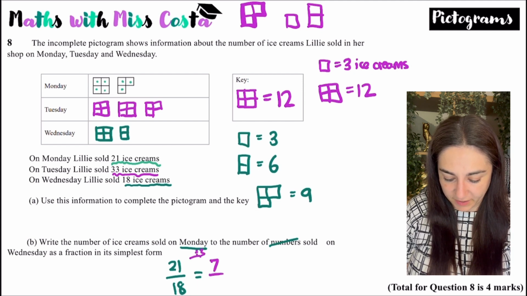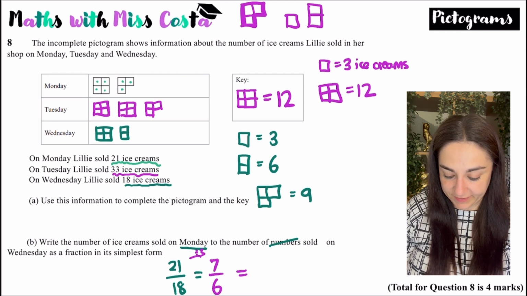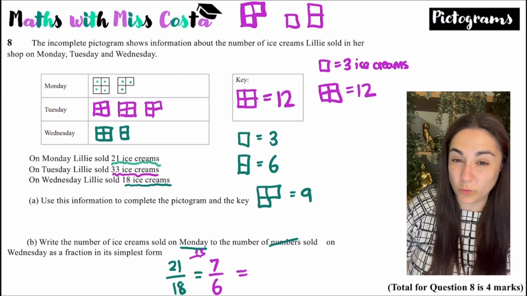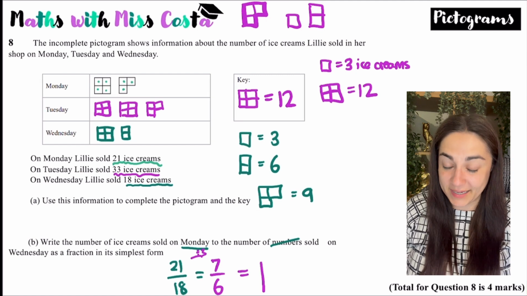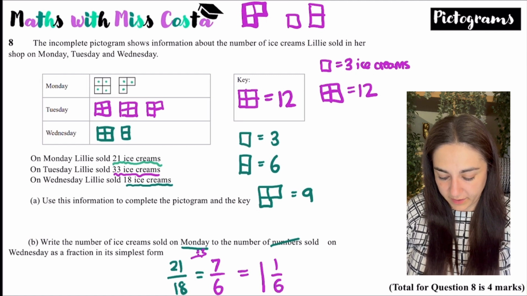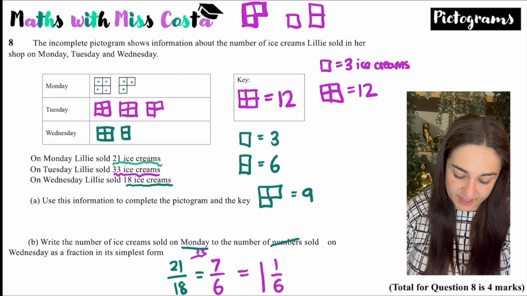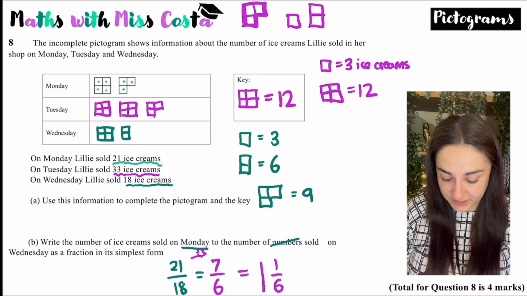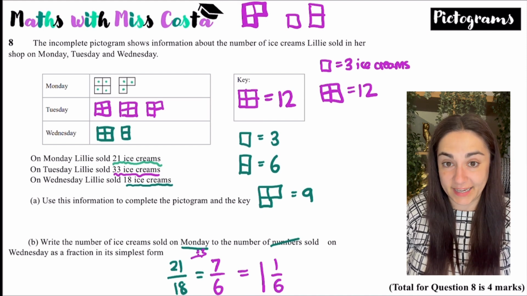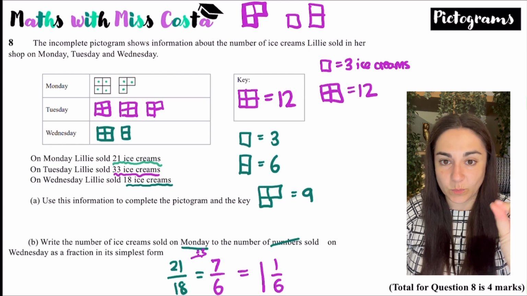So I can divide by 3, 21 divided by 3 is 7, 18 divided by 3 is 6. So that's 7/6, and in its simplest form, 7/6, or as a mixed number, that would be 1 and 1/6. To turn a fraction into a mixed number, you say to yourself, how many times does 6 fit into 7? Once, and then there's 1 left over.